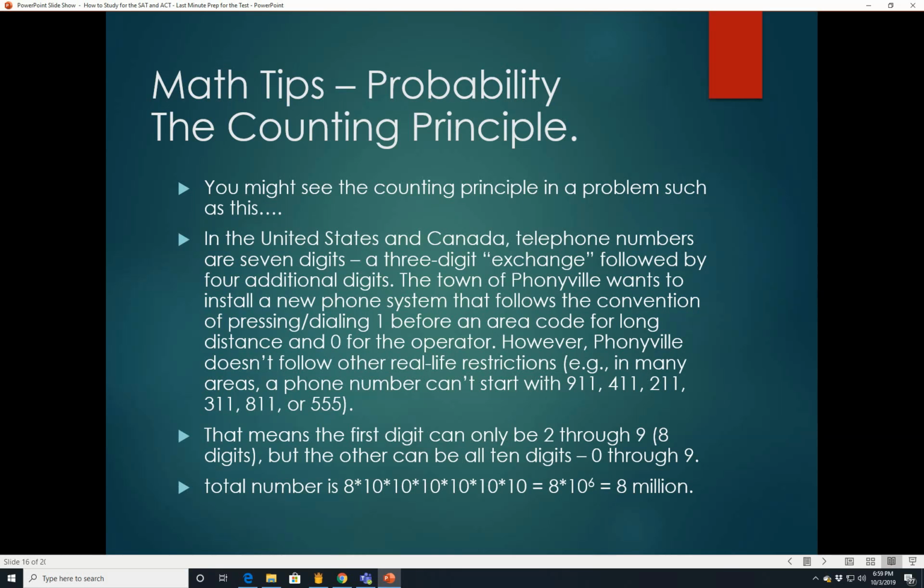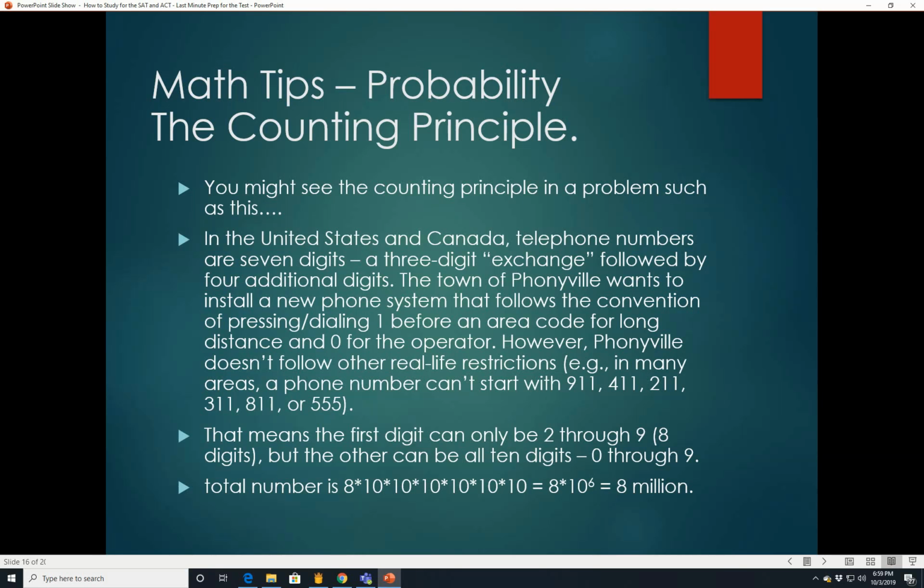For example, in many areas, a phone number can't start with 911 because that's the emergency number. 411 is information. 211, kind of more local information. 311, I forget, but it's an information service. 811, that's where you call if you want to know where you should dig and where you shouldn't dig so you don't hit a gas line or an electric line. Or 555, because a long time ago they decided to make that a non-used exchange, so for fake phone numbers for TV and things like that.